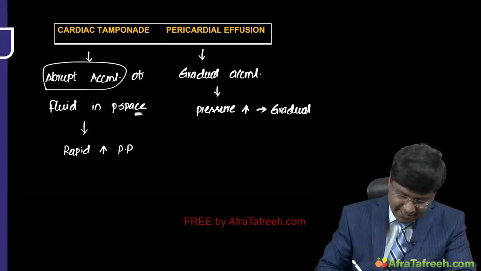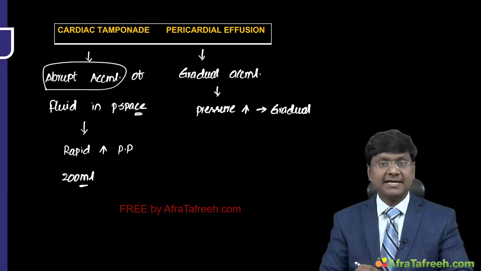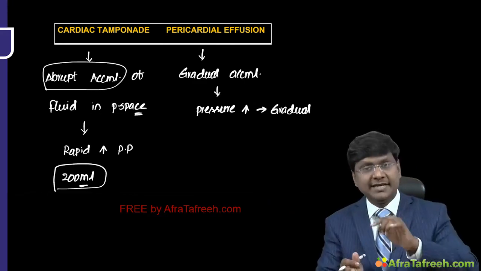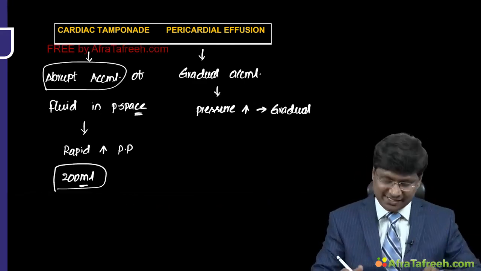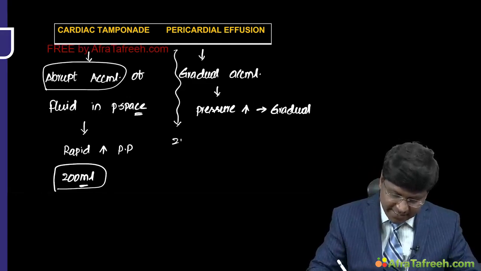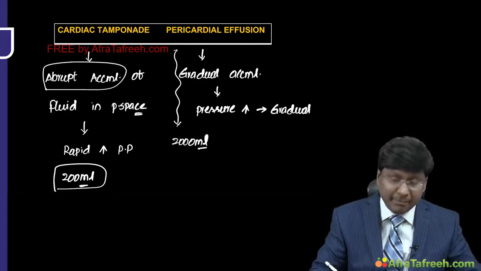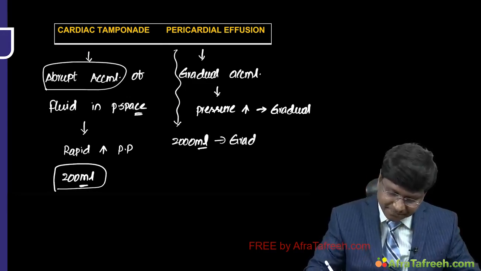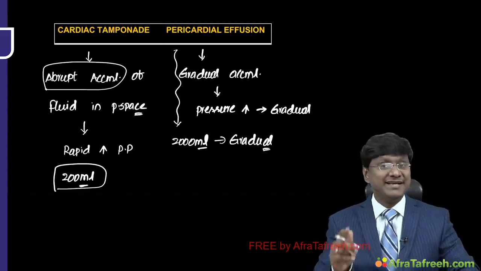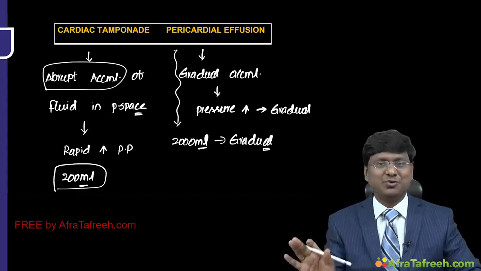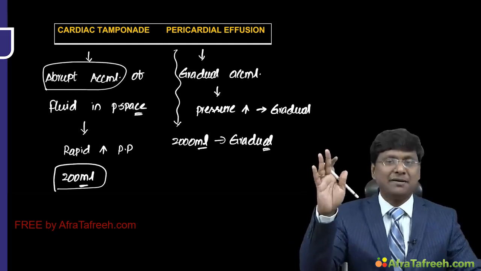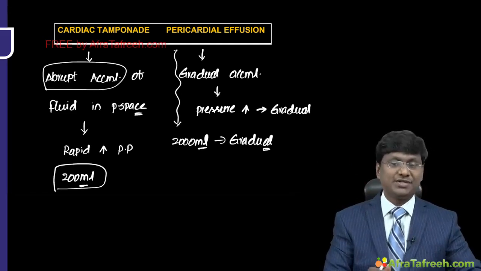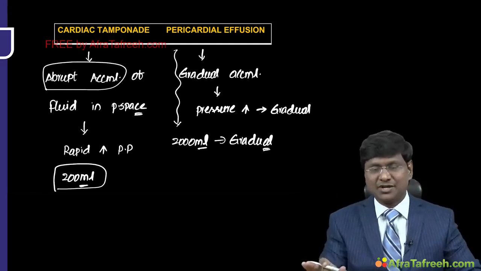Like for example, to develop cardiac tamponade, even if 200 ml is accumulated, if it is rapid, then it can cause cardiac tamponade. Whereas in case of pericardial effusion, it might be even 2000 ml which is accumulated in the pericardial space. But if it is gradual accumulation, remember, it will be pericardial effusion only, even though the fluid may be up to 2000 ml. So it is not the quantity which will decide whether it is cardiac tamponade or pericardial effusion. It is the rapidity with which the fluid is accumulating that will decide.